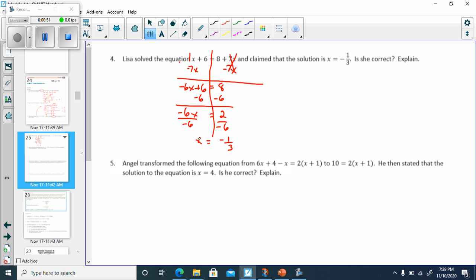Okay? So x is negative 1/3. That's exactly what we asked what the solution would be. She is correct. How do we know? We've solved the equation, and the answer is x is negative 1/3. Okay?